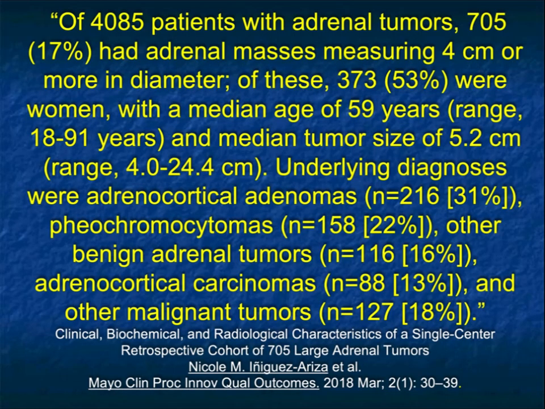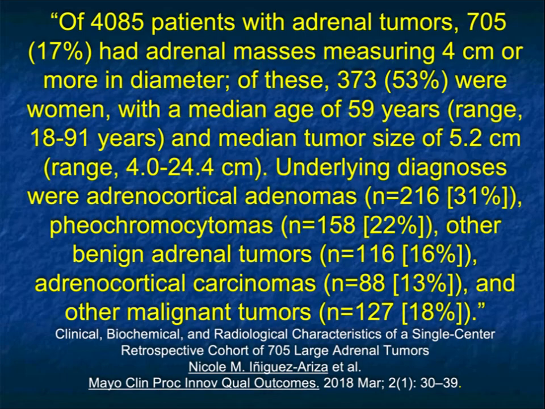Now, I looked through the literature, and there was a good review, and there are always great reviews from the Mayo Clinic because they always have big numbers, and they're really good at keeping their numbers. So look at some of the numbers. 4,085 patients with adrenal tumors, 700 or 17% had masses over 4 centimeters. Half of these were women with a median age of about 59 years and a median tumor size of 5.2 centimeters.